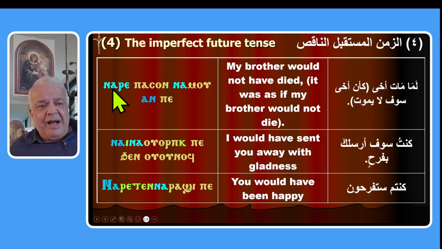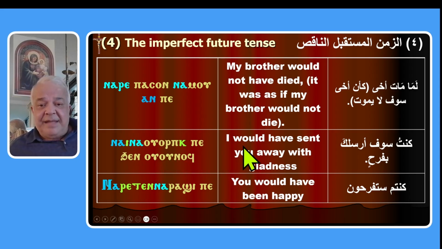The first na is the past continuous. Re means the verb to do. Pason, my brother. Namo, wouldn't die. An, that's for the word not. Pay for confirmation.